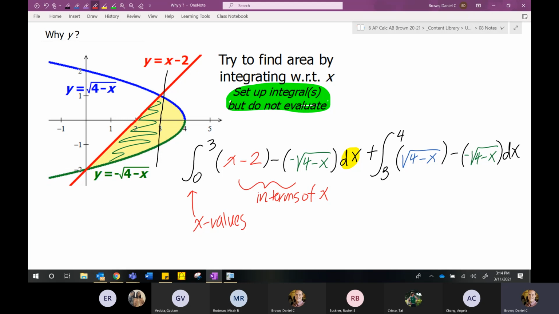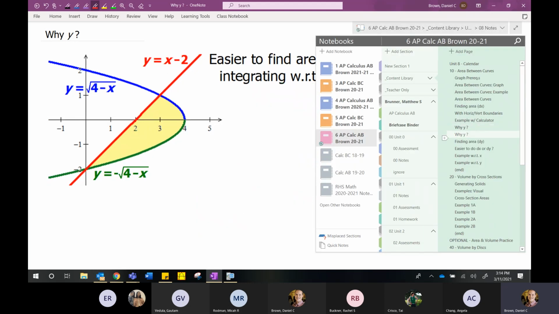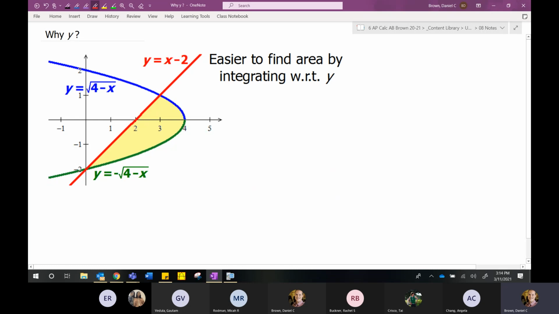Let's do it in terms of y, and this is where we're going to finish up today. So same graph. This one is easier to do in terms of y. And again, when I say in terms of y, it means everything we see has to be a y value. Let's do the easy part first. If I am proposing that we can do this in terms of y, what will be the starting and ending y values where this region starts and ends? -2 to 1. So again, we're using y values instead of x values, going from -2 to 1.